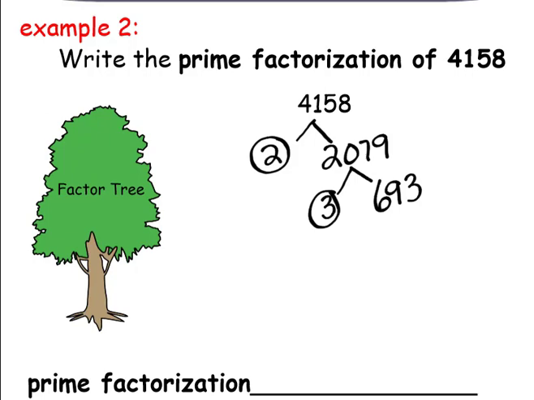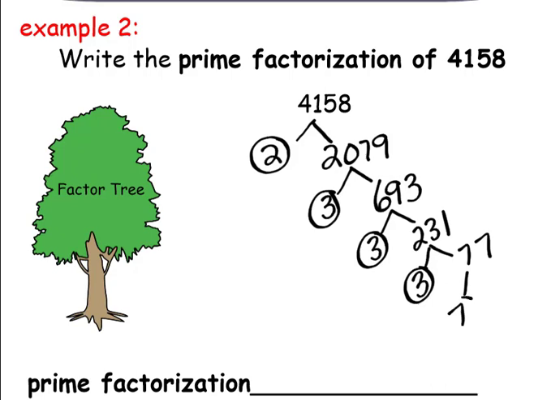Now I'm going to look and see if I can break down 693 again. Doesn't divide by 2, but it does divide by 3. And so it'll be 231. I'm going to see if I can break that down again. Doesn't divide by 2, but it does divide by 3 again. So 3 times 77. And the 77 doesn't divide by 3, it doesn't divide by 5, but it does divide by 7. And then we have 11. And also 11 is a prime factor.